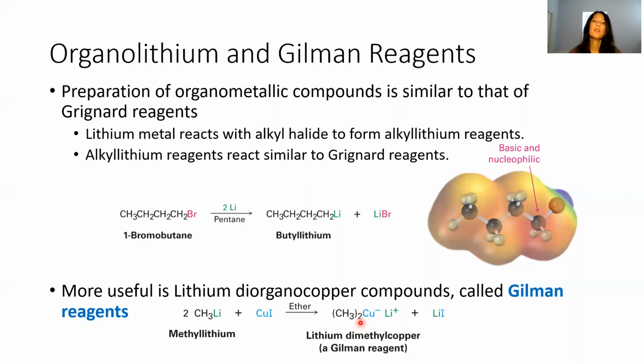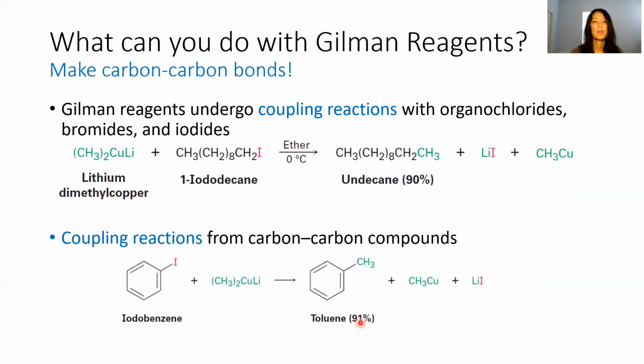The reason why this is more useful is because being attached to copper, it makes it a little bit what we call softer. So it can do different types of reactions, and it ends up reacting a little bit better with other alkyl halides to form carbon-carbon bonds. So that's what you could do with Gilman reagents.